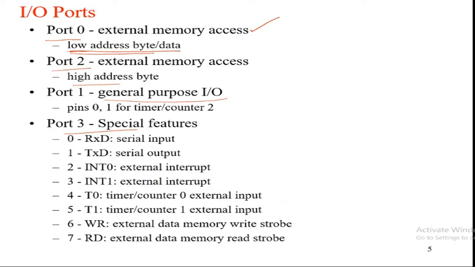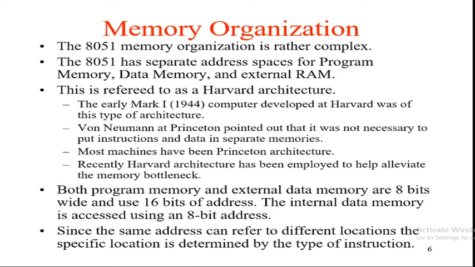Port 2 is the special features, that is serial signals, interrupt signals, and timer signals, and the control signals read and write. Okay, now the memory organization. Already it is discussed in the features. How we are going to organize the memories in terms of RAM and ROM, and in the microcontroller, what is the memory architecture it is maintaining?